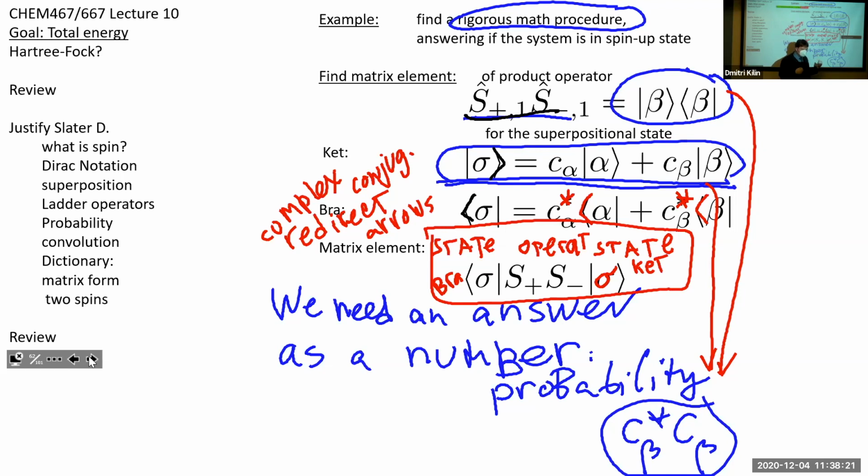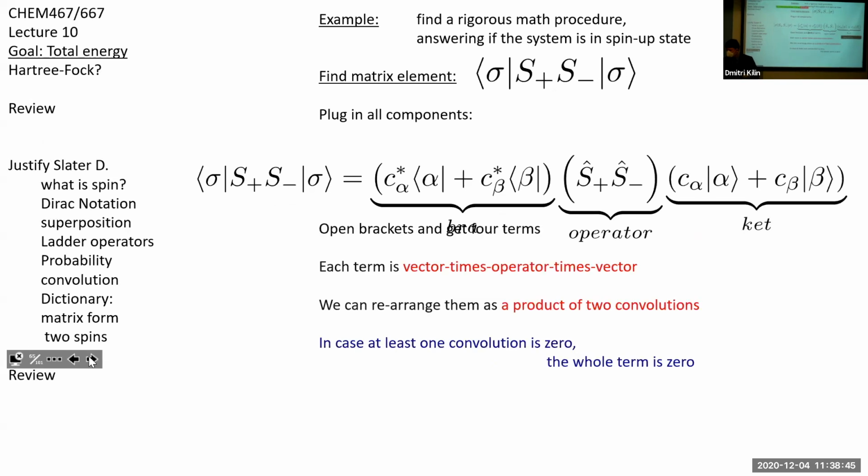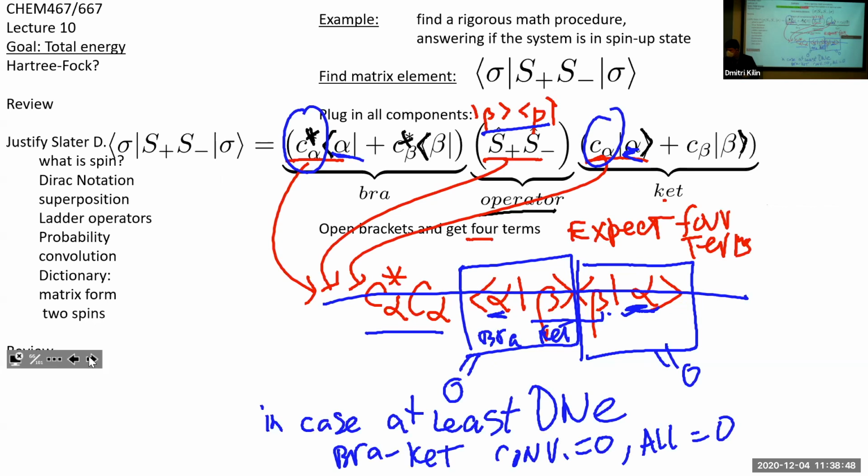And it is needed in situations when the system is not only 100% up or 100% down. It is needed when it is in a superposition of different proportions. So here is a little exercise on how to get the population of the state up. If one opens all brackets, everything cancels, and the only non-zero thing is C sub alpha star times C sub alpha, which is the definition of the probability to find the system in state alpha. Yes?